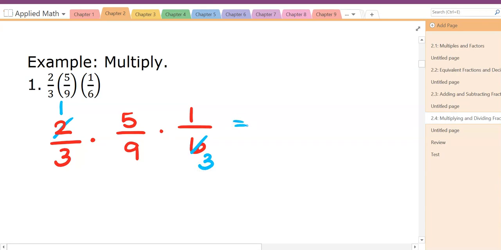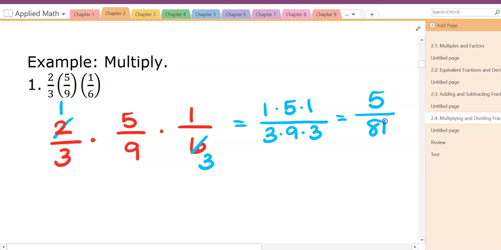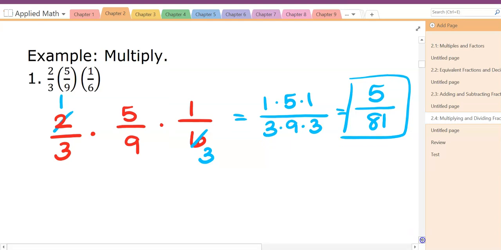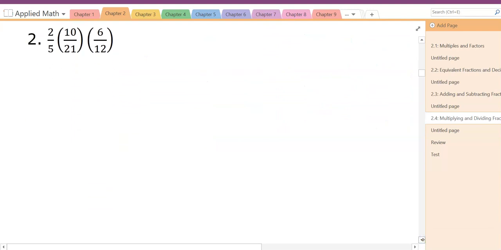So now when you multiply, just because we've added extra numbers doesn't change the rules. We're still going to take 1 times 5 times 1 on the top, 3 times 9 times 3 on the bottom. So we get 5 over, anyone know what the bottom would be? Good, 81. And that should already be reduced because we did our reducing before we even multiplied. So we shouldn't have to do any simplifying there. So I want you guys to try this next one. Reduce first if you can, and then multiply.